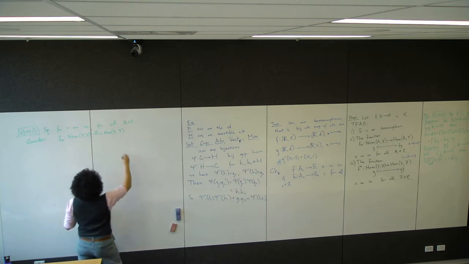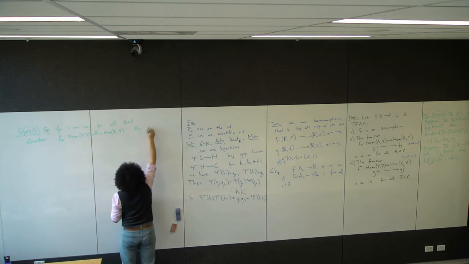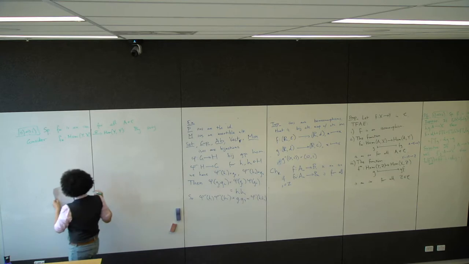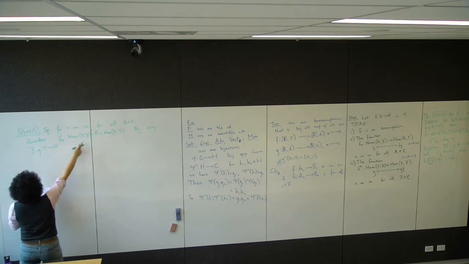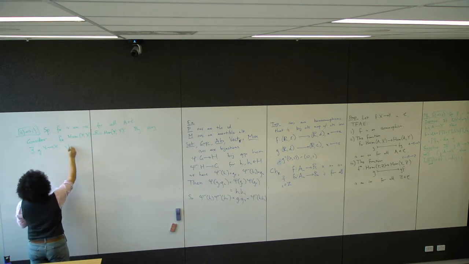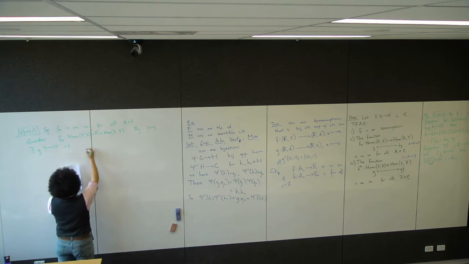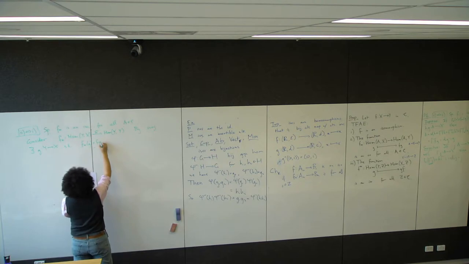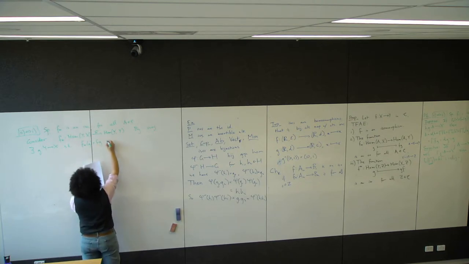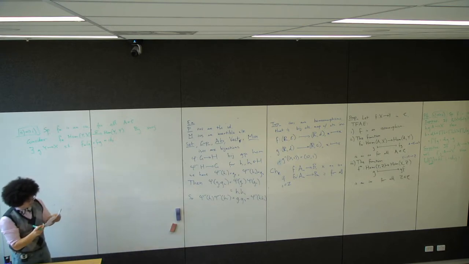So by surjectivity, there is some G from Y to X in here such that F lower star of G, which is F of G, is the identity on Y. Great.